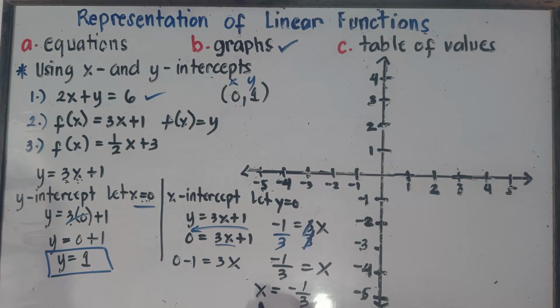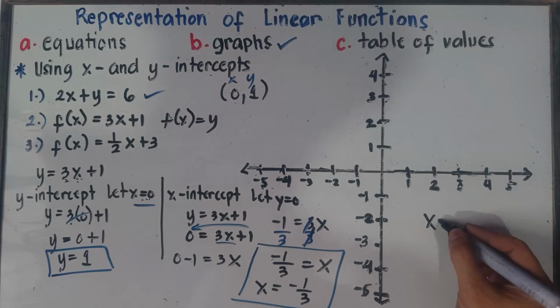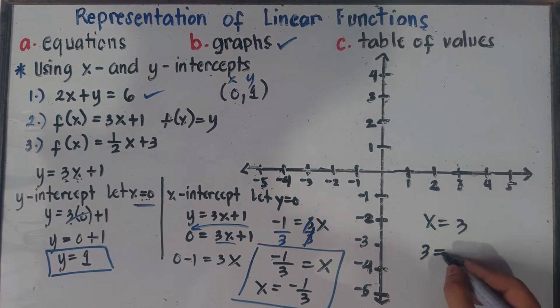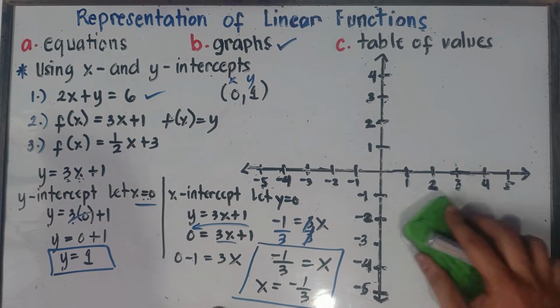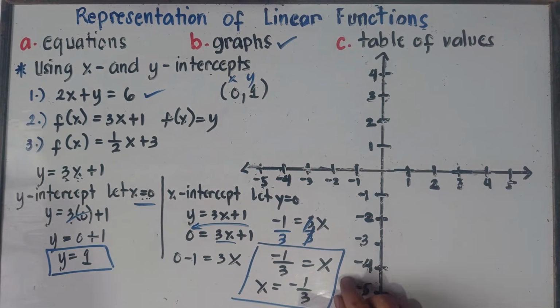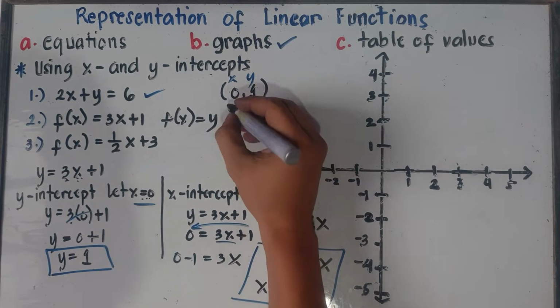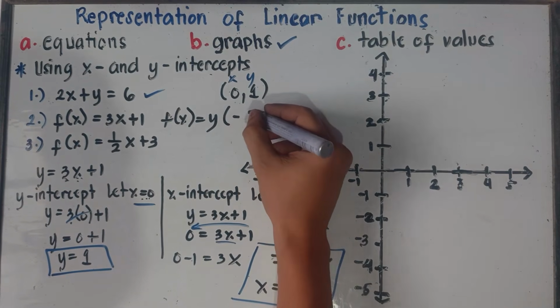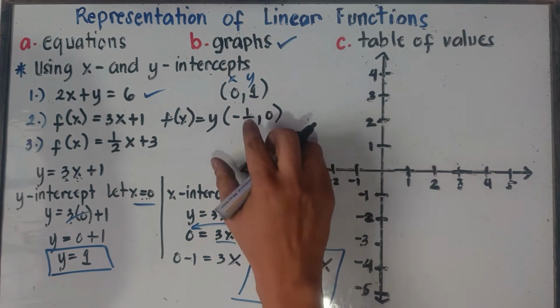This is just the same, class. We call that one the symmetric property. You had that one during your grade 8. x equals 3 is just the same with 3 equals x. You call that one symmetric property. So therefore, if x is negative 1 over 3, the value of y would be 0. So if x is equal to negative 1 over 3, the value of y is equal to 0.